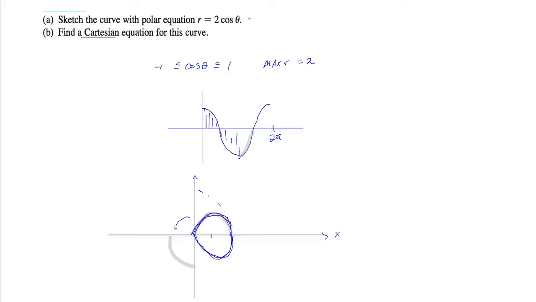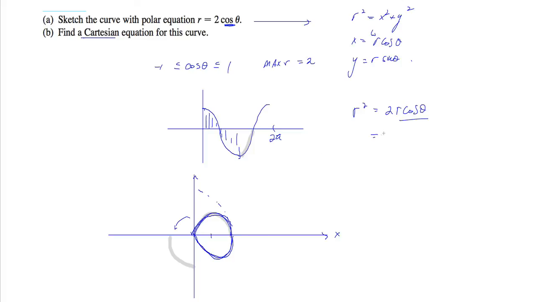Recall that r squared is equal to x squared plus y squared, and that x is equal to r cosine of theta, and y is equal to r sine of theta. So how do I get one of these expressions from here? Well, I have a cosine. It would be nice if I had an r. So what I'm going to do is multiply both sides by r, and I get r squared is equal to 2 r cosine of theta.